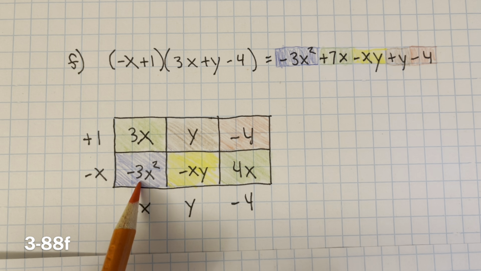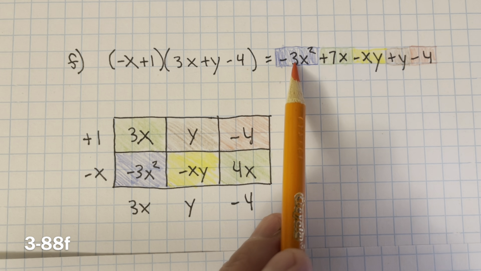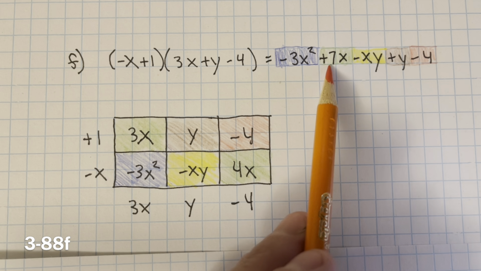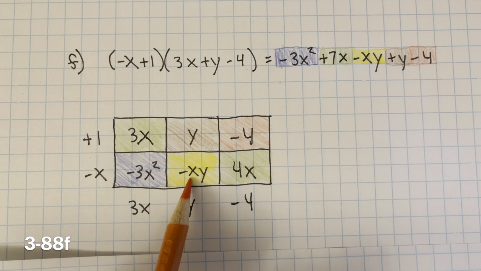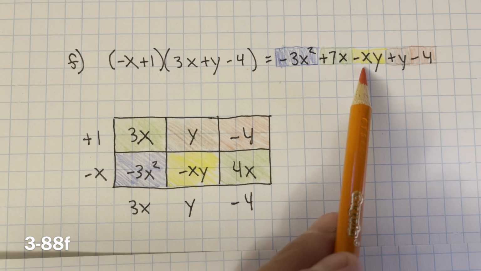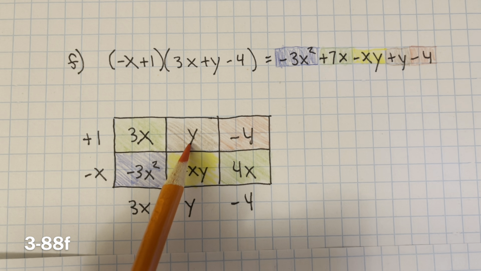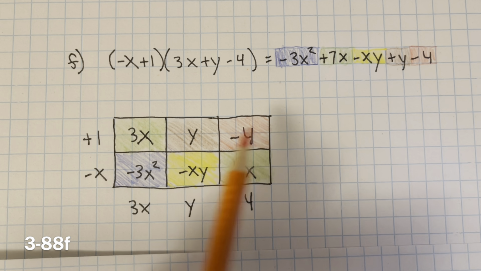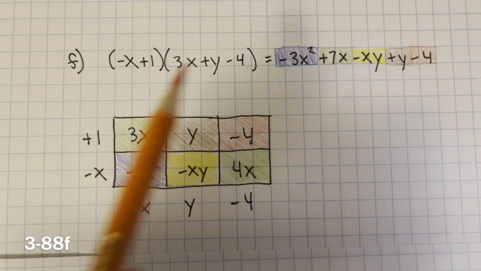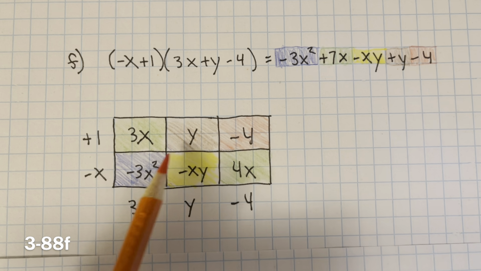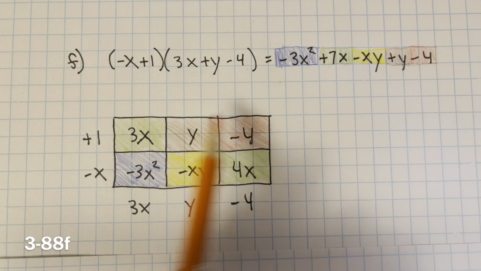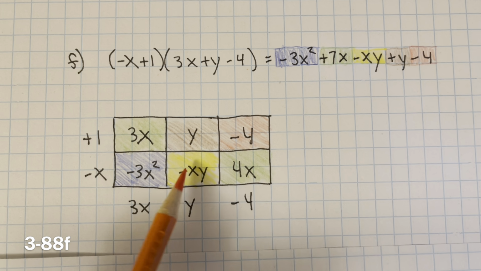So I have negative 3x squared, 3x plus 4x, 7x, negative xy, plus y, negative 4. When you have a lot of terms here, sometimes it might be helpful to cross them out as you write them or combine like terms so you don't forget one.